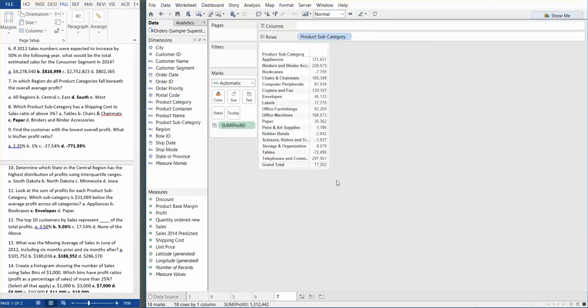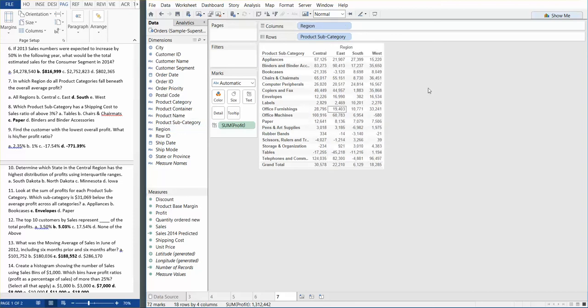So you can either write that down or remember it or start a new tab and make sure you keep that number, 77,202. What we need to do now is add in our region into the view.